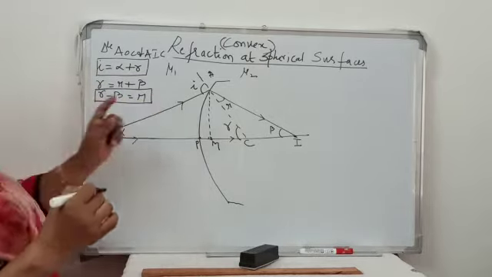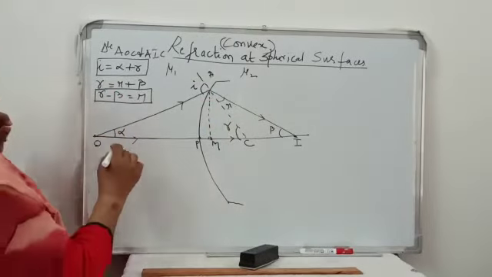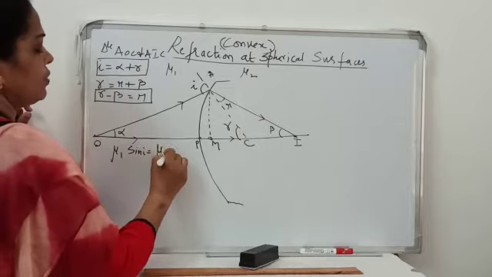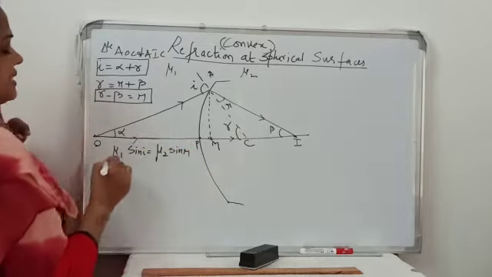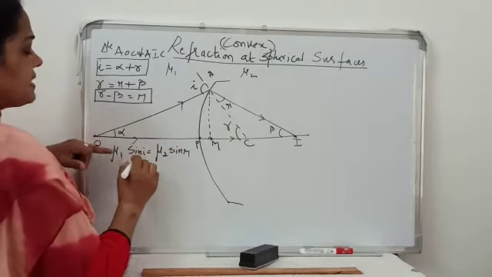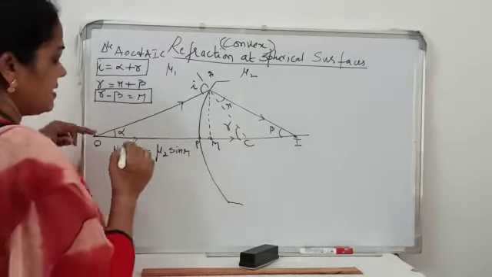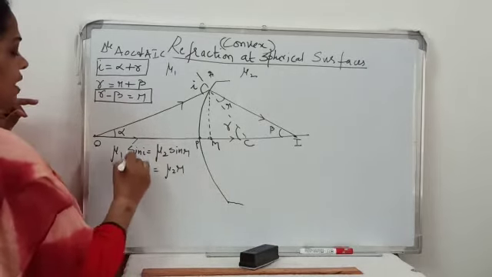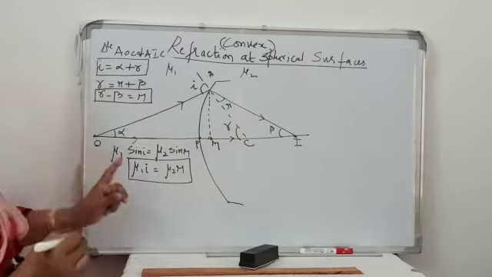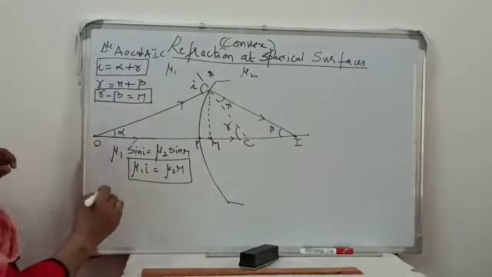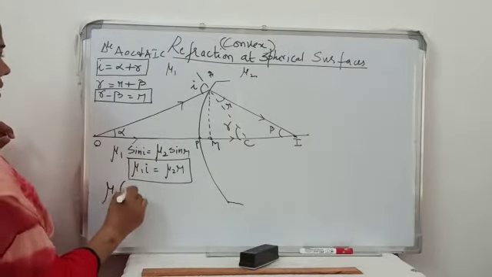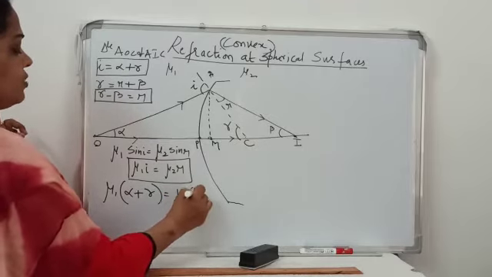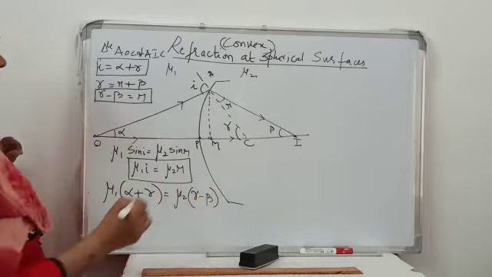Now we apply Snell's law at the point of incidence. That is mu1 sin i equal to mu2 sin r. Since angles i and r are very small, sin i is taken as i, sin r is taken as r, and I write mu1 into i is equal to mu2 into r. Now let us substitute for i and r from the above equations. We get mu1 into alpha plus gamma equal to mu2 into gamma minus beta.